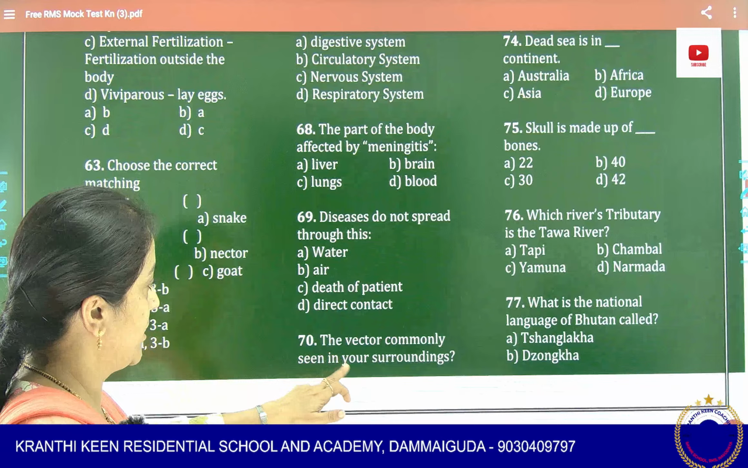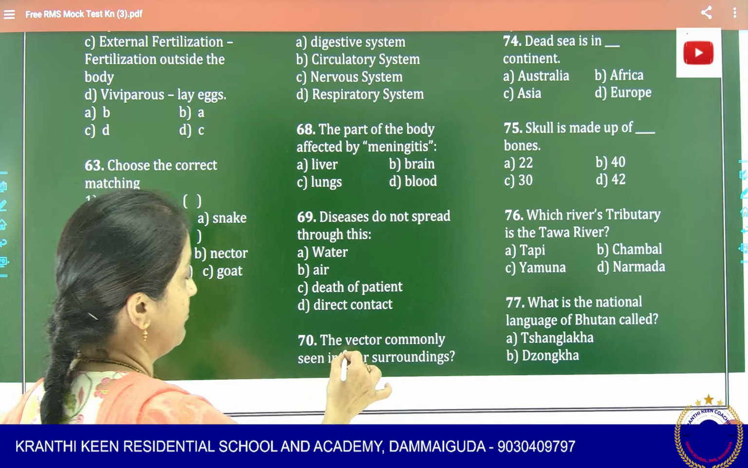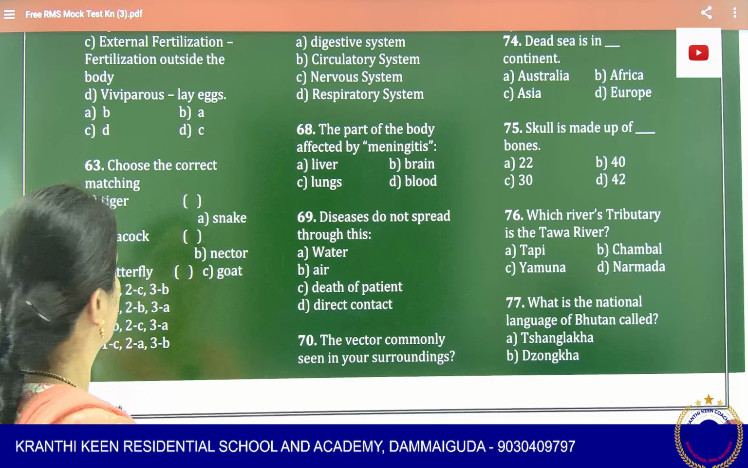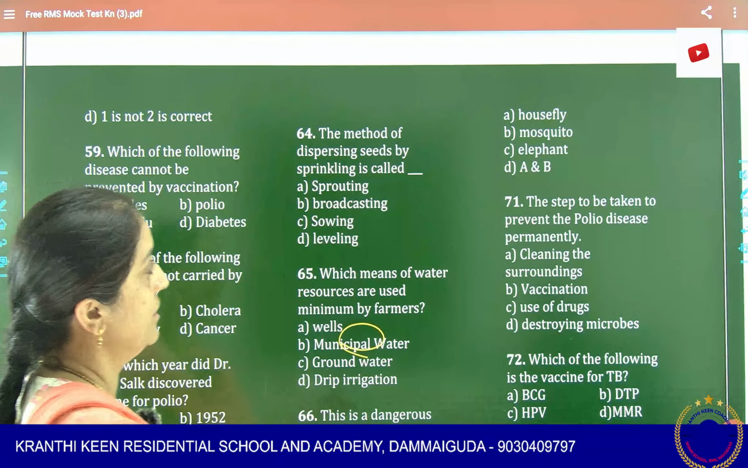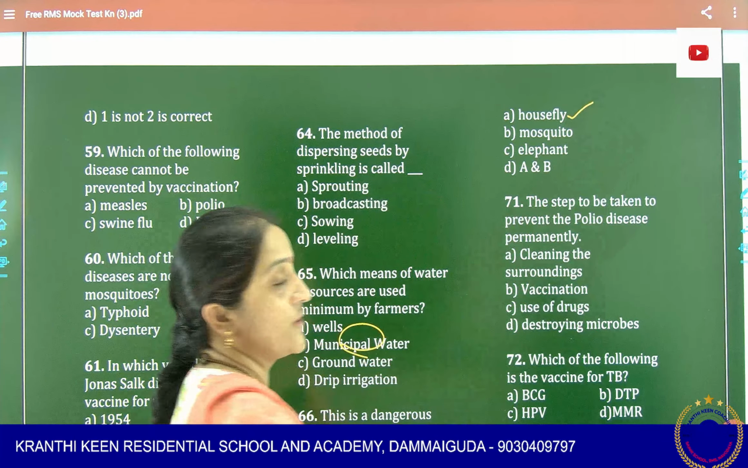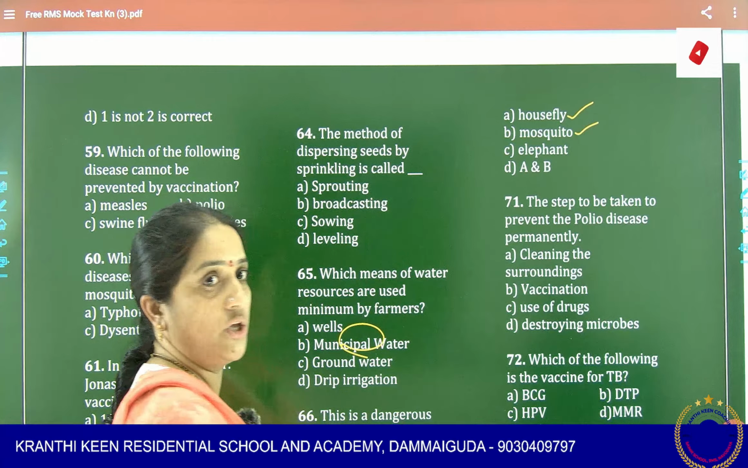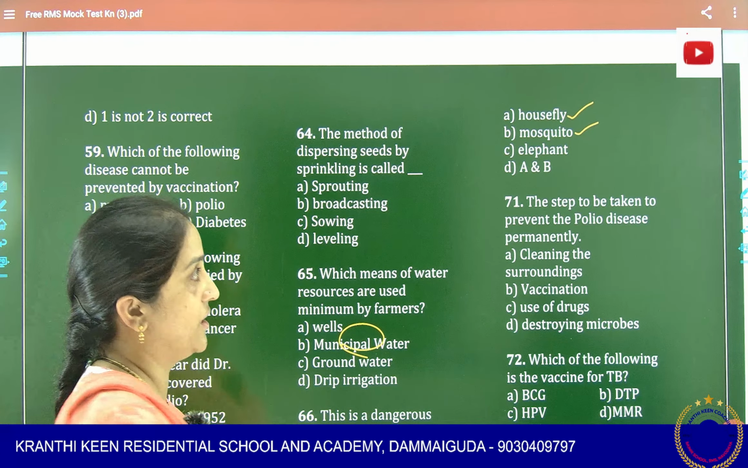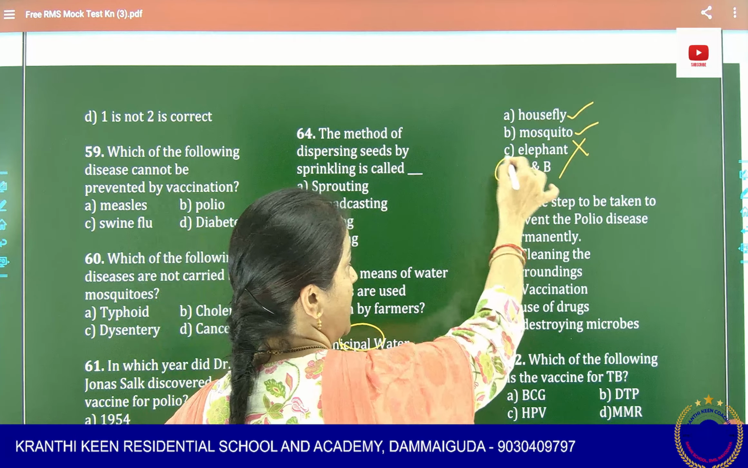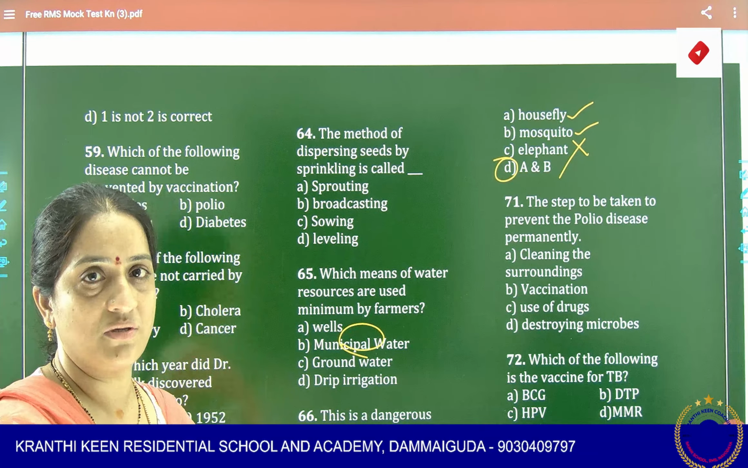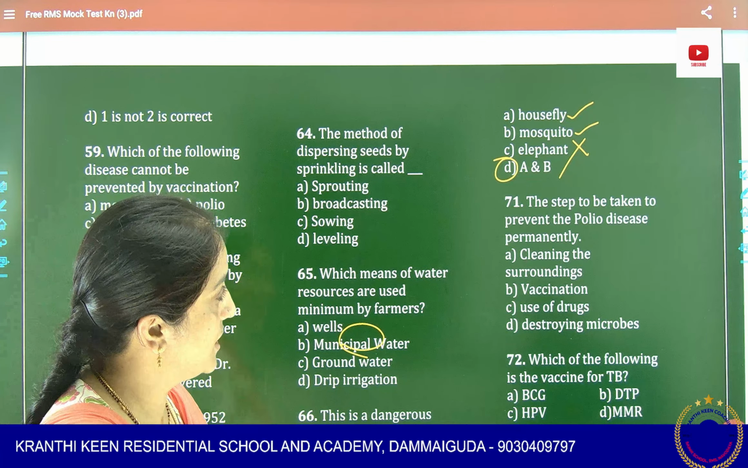70th question. The vector commonly seen in your surroundings. Here the vector is nothing but the disease causing organisms. See, housefly is a vector. Houseflies carry typhoid and cholera. Whereas mosquitoes, chikungunya, dengue, all these diseases are carried by the vectors. So elephants will not carry any vectors. The answer is option D. So houseflies and mosquitoes are the vectors which carry different diseases. Okay, going to the next question.